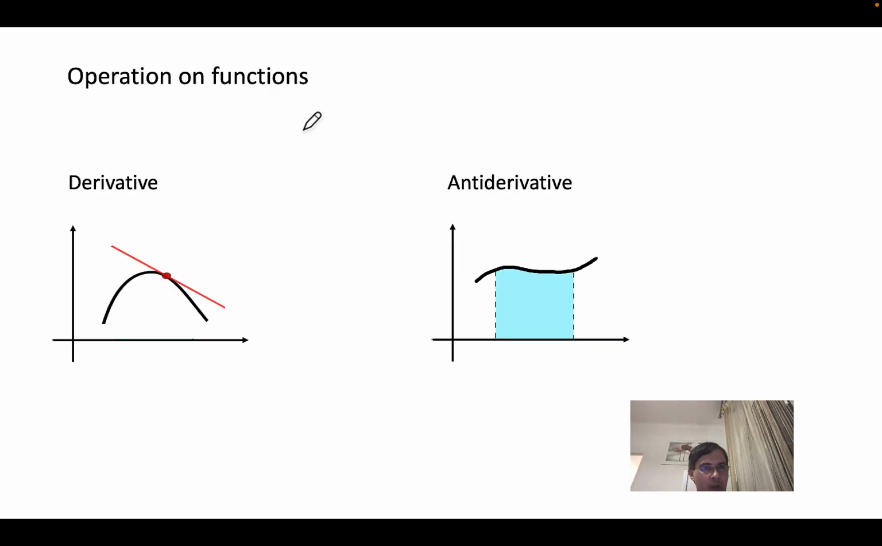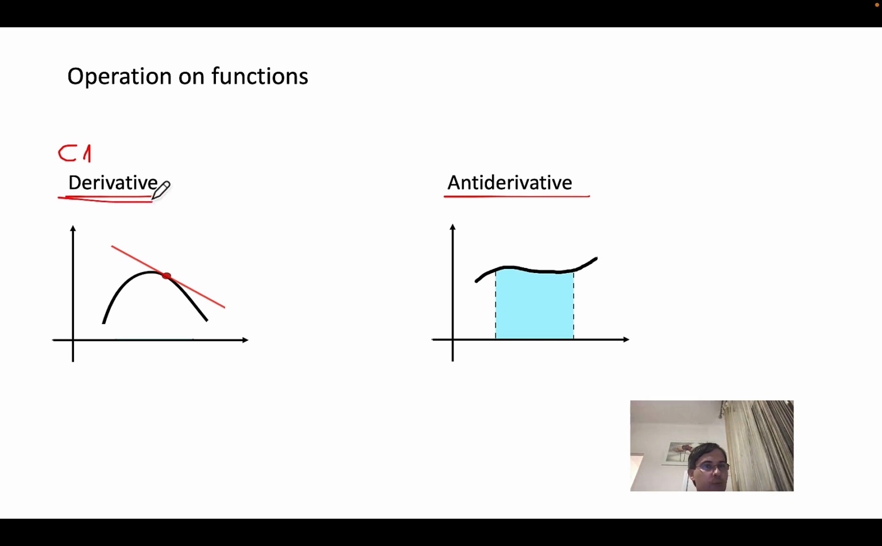Now there are two basic operations one can do on functions. Given a function, I can compute the derivative of that function, or I can compute an antiderivative of the given function. Essentially, this is calculus 1.